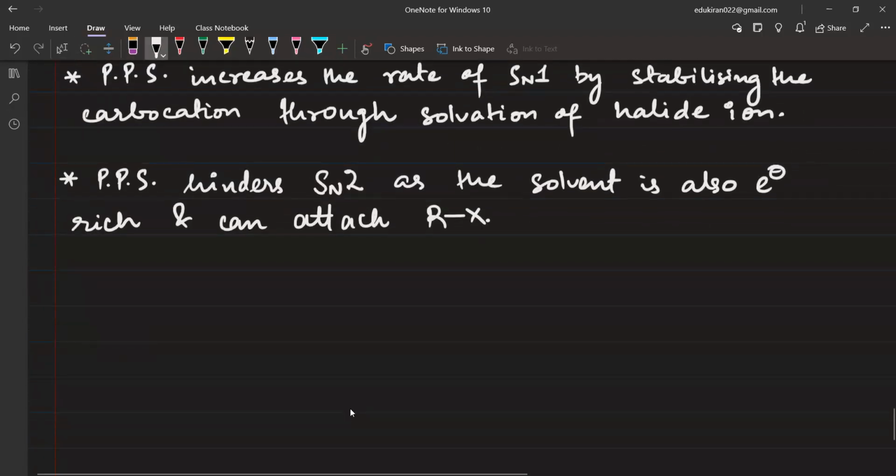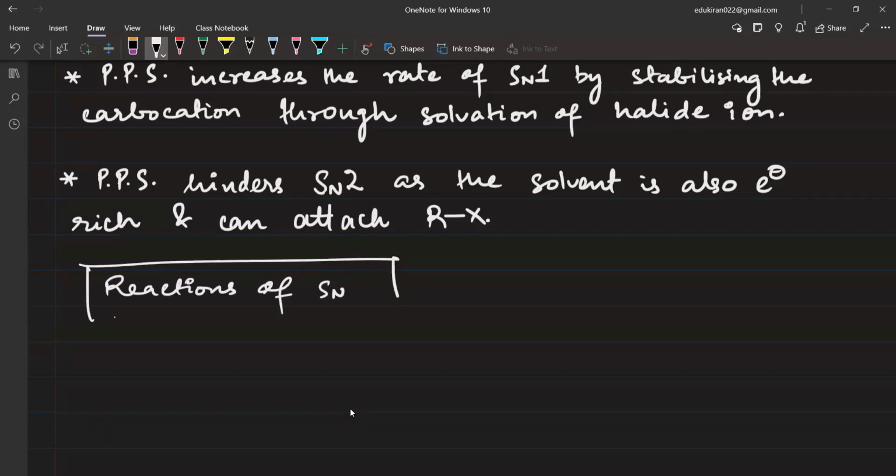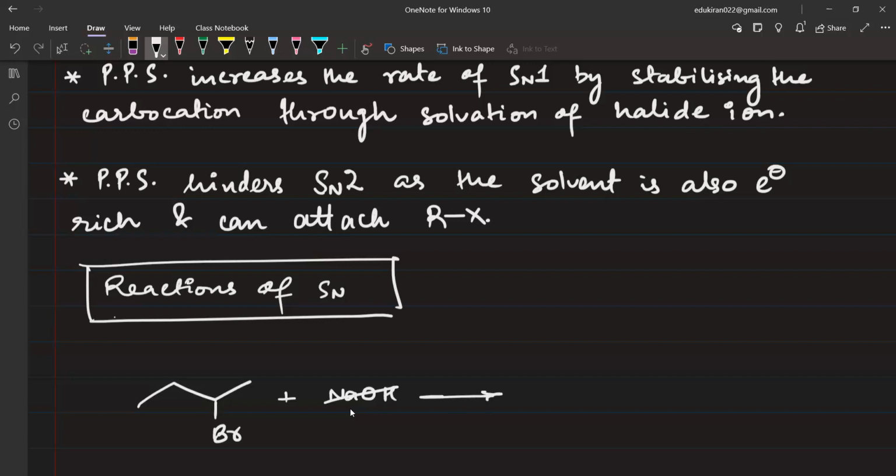Tomorrow we are going to look at reactions of nucleophilic substitution. ठीक है. For example, if I have something like this, and if I add NaOH, तो फिर क्या प्रोडक्ट मिलेगा, है ना? NaOH की जगह KCN हो तो क्या प्रोडक्ट मिलेगा. All of these things we are going to look at tomorrow. Reactions of nucleophilic substitution.